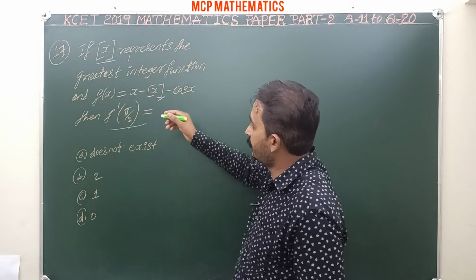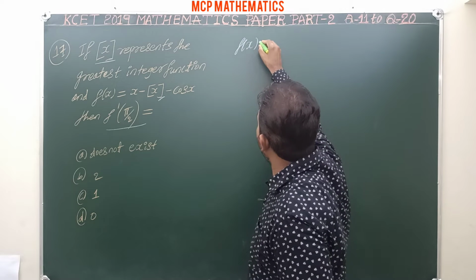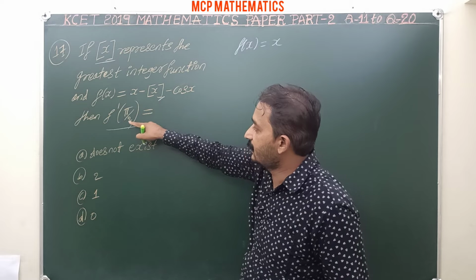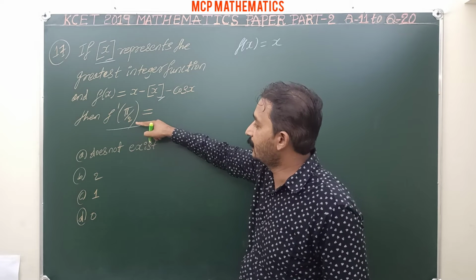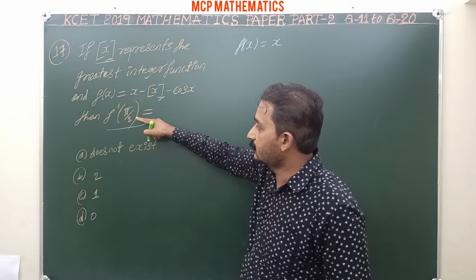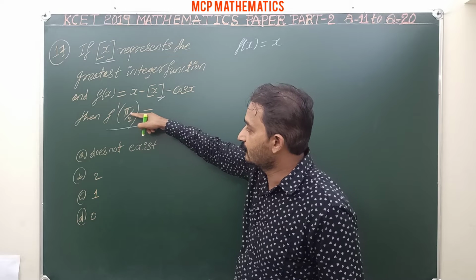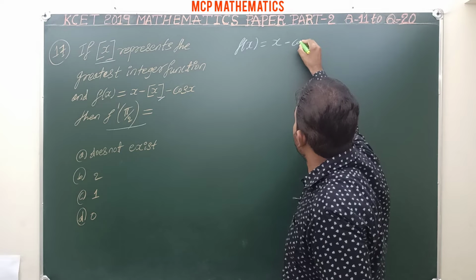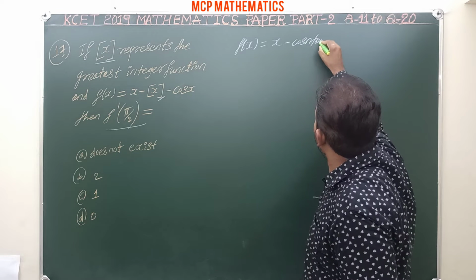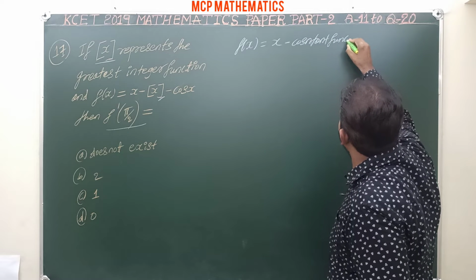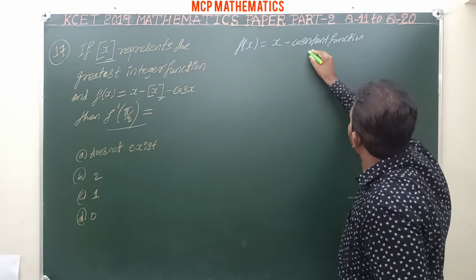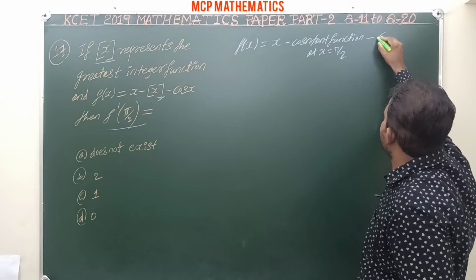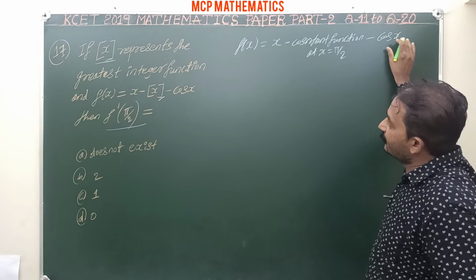So now we take f of x equal to x. This is a constant function at x equal to pi by 2, because pi by 2 is 3 point something, 3 point something divided by 2 means what? 1 point something, it becomes constant. So constant function at x equal to pi by 2, minus cos x as it is. This is the given function.